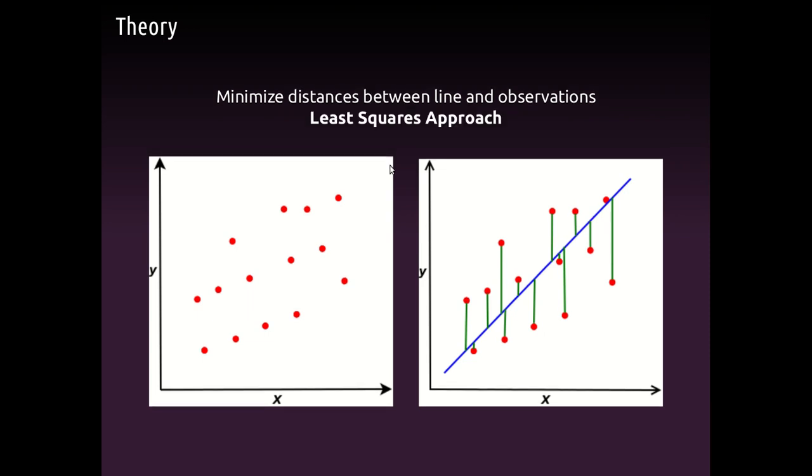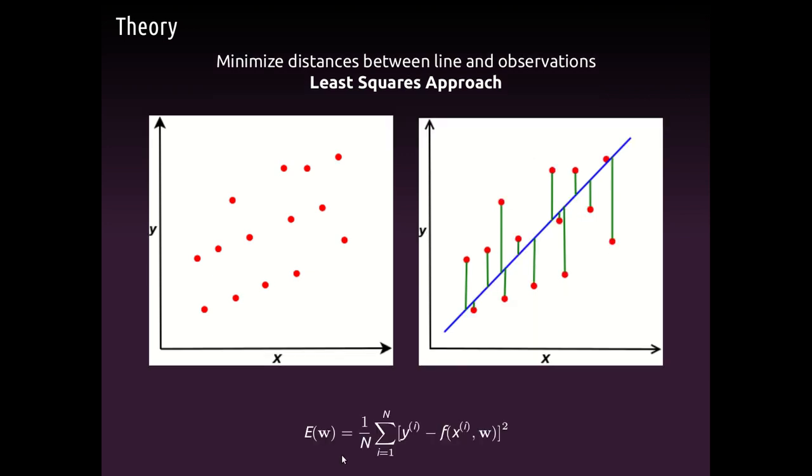Actually, this technique is called the least square approach, and it is represented by this function, E of w equals 1 over n multiplied by the summation of the differences between the true observations, represented by y super i, and the linear function itself, represented by f of x super i and w, where x super i represents the variable x, and w represents a vector of coefficients. For instance, in our case, it represents both the slope and y-intercept coefficients.